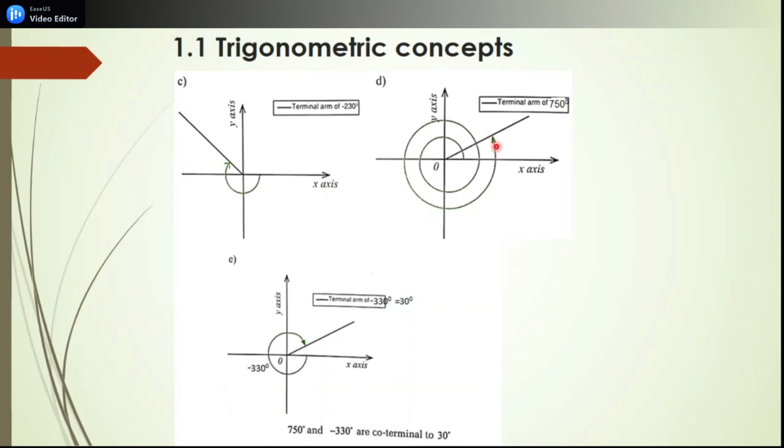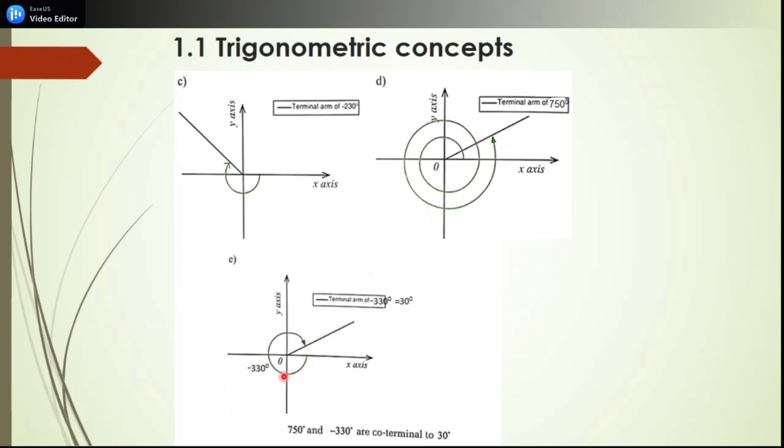From the origin to this point, you have an angle of 30 degrees because from two turns, we have two turns of cycle, meaning 720, and then we add 30, we get 750. We have another point of angle of negative 330. Also, we have it in negative direction.